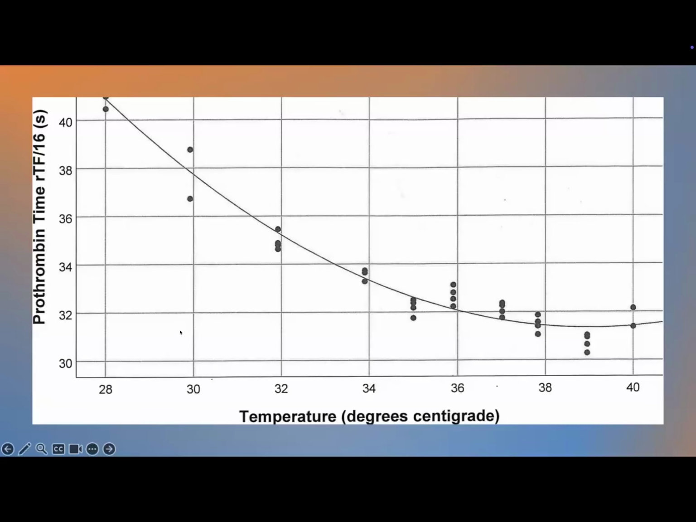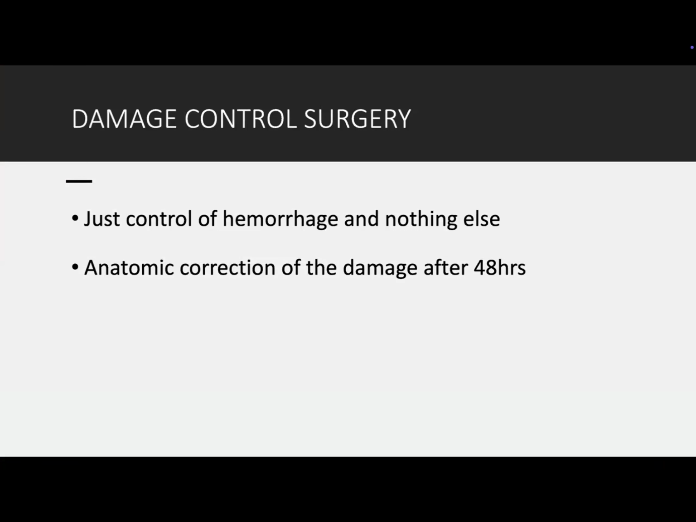So let us understand what is the effect of hypothermia on prothrombin time. So we have prothrombin time on the y-axis and temperature on the x-axis. At 38 degrees Celsius, you have a prothrombin time of maybe around 20. So as the temperature decreases to 28, your prothrombin time is increased to 40. That means your coagulation is hampered. That is why we need to maintain the temperature, warm all the blood products, warm all the fluids, whatever you're giving during massive transfusion or damage control resuscitation.